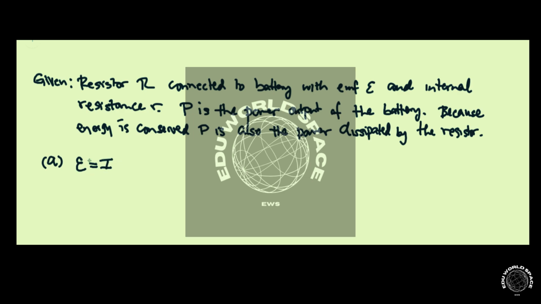So we have to find the power when R is small in part A. What we can do is first write down an equation that relates the things that are given. So we're not given I, but we're given the EMF, the resistor, and the internal resistance.